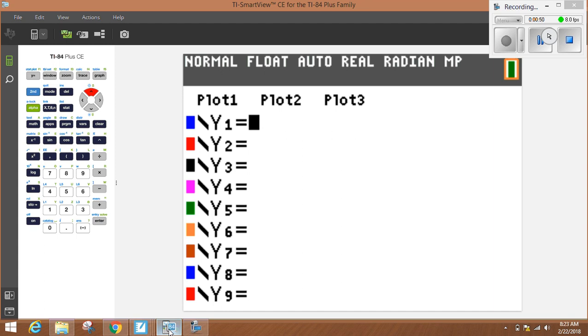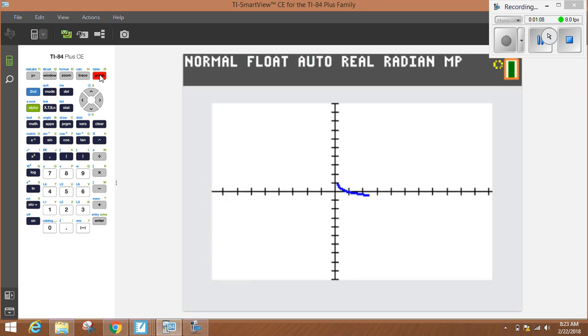So if I use my change of base, that's going to be log of x divided by log of 1/10. Right? That's how I change it to log base 10. And I can hit graph and see what that's going to look like. Ooh, it's upside down.